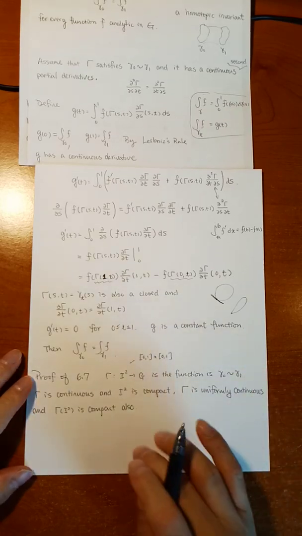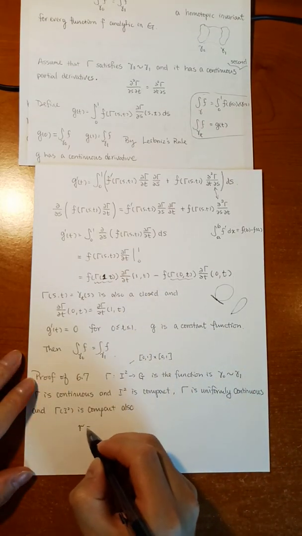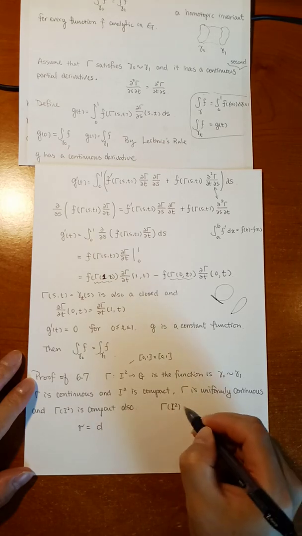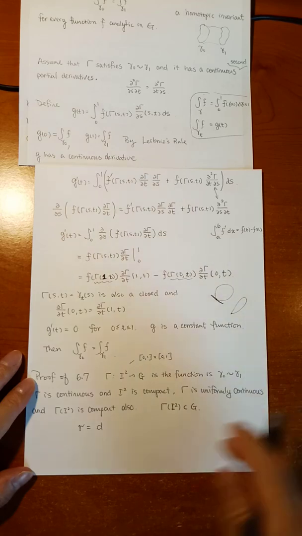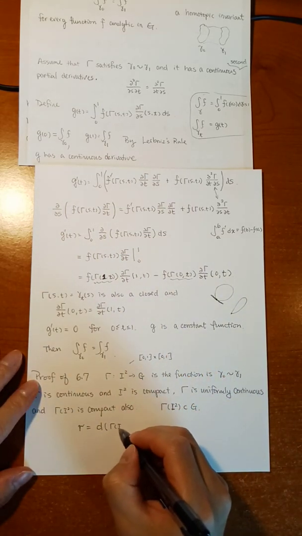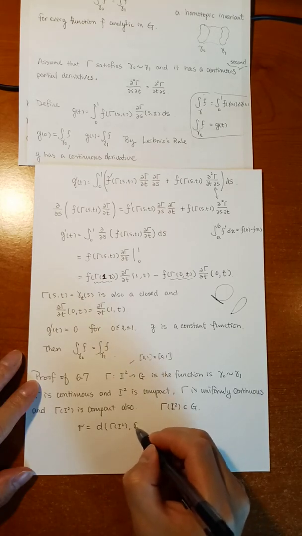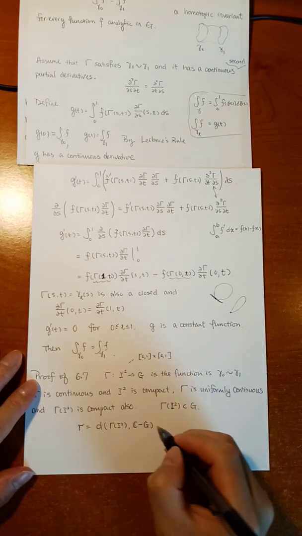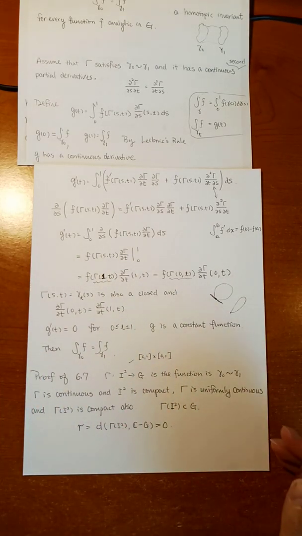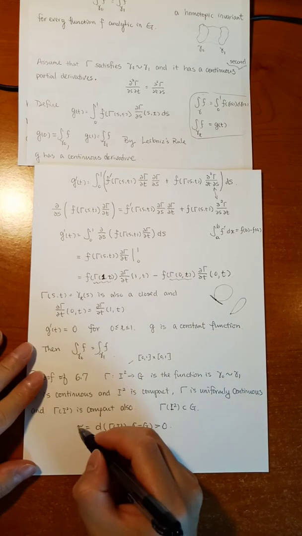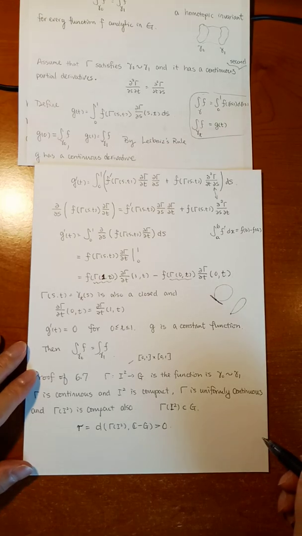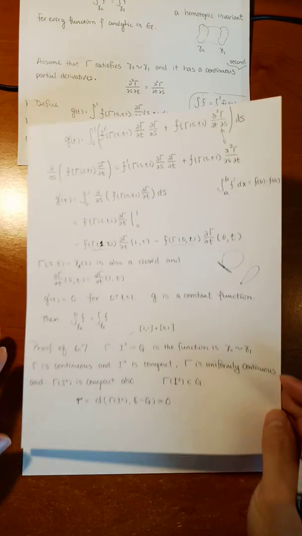Okay, so when you have a compact set, as we mentioned, this gamma of I square is totally contained in G, so it does not touch the boundary. Once it does not touch the boundary, the distance between gamma I square and the complement of G is strictly greater than 0. They cannot approach each other. Okay, so we have this r.